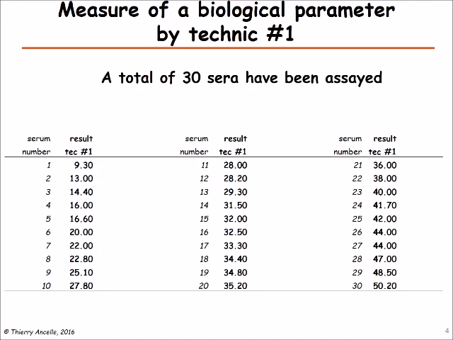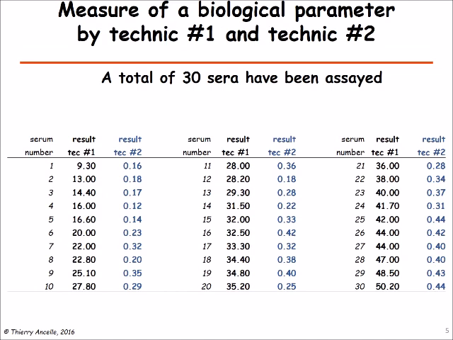The list of numbers you see on this table are the results of analysis of a series of 30 sera assayed to measure a parameter by a laboratory technique that I call technique number 1. I will comment neither the technique itself or the parameter units in order to not perturb the demonstration. The only interesting thing to watch for now is that it is a quantitative variable with values ranging from a minimum to a maximum. Its distribution could be represented by a histogram.